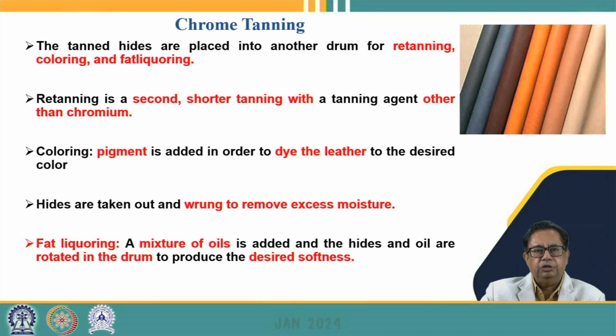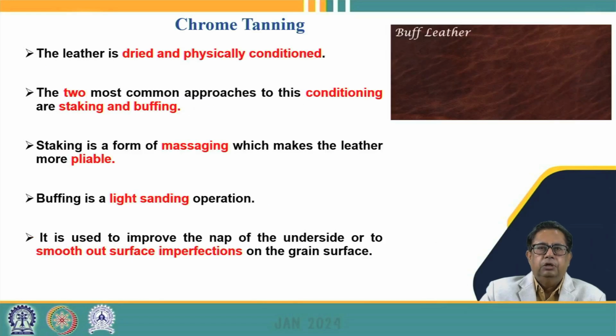After this we take it to a process called fat liquoring, where we add a mixture of oils. For example, we can use mineral oils or crude oils so that the desired softness in the leather may be attained. The hides are added with the oil into a rotating drum, where a mixture of oils or grease may also be added so that the leather is fat liquored. After this the leather is dried and then physically conditioned.